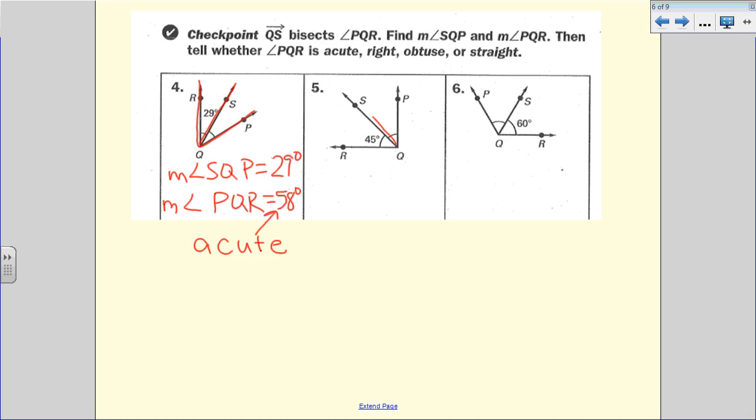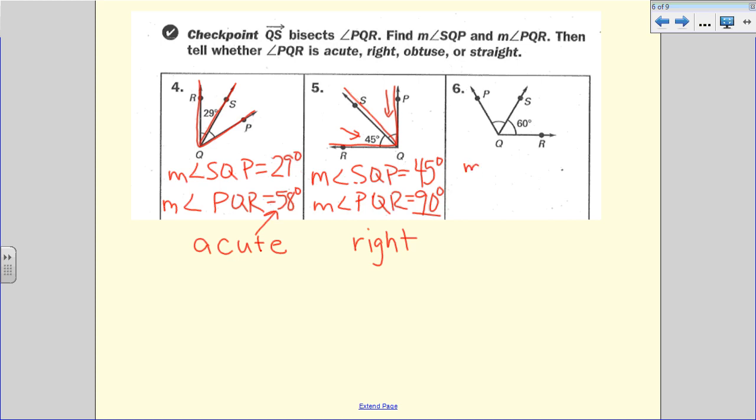I know that this is my angle bisector. I'm looking for the measure of angle SQP and the measure of the large angle PQR. If this is 45, that means my other angle is 45. And to double that, I get 90 for the large angle. 90 degrees is a right angle.